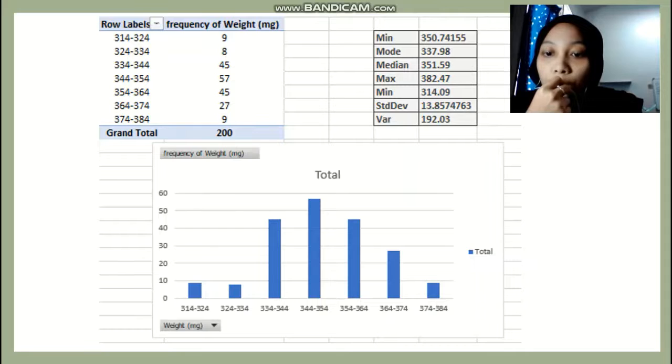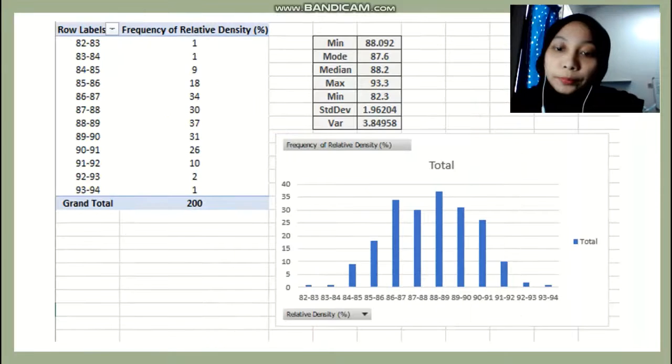The mean, mode, and median are calculated with Excel's built-in functions, but the max, mean, standard deviation, and variance are generated with a pivot table. This graph is basically the tabular analysis, and it clearly reveals the maximum frequency in the range of 344 to 354. The pivot chart is used to plot this.